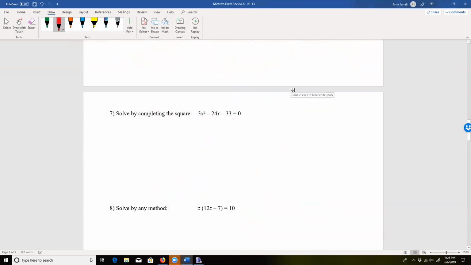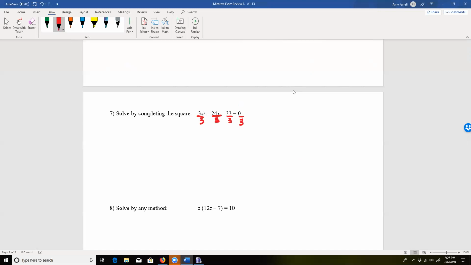Number 7, we want to solve by completing the square. For this one, since it specifically tells us to complete the square, it is a quadratic equation, but on the exam, it does specifically say that if you use a different method, you would only receive 1 point for a correct answer. So make sure you know how to complete the square. To complete the square, the first thing we need to do is divide by the leading coefficient. If it is not 1, we cannot complete the square unless our A, that leading coefficient, is a 1.